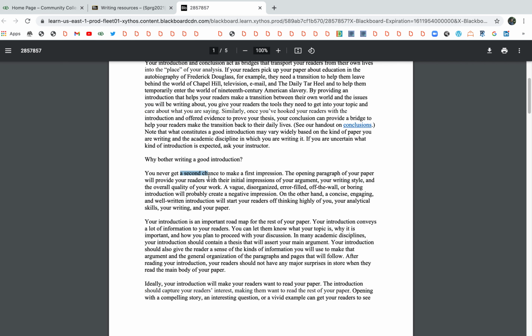You never get a second chance to make a first impression. The opening paragraph of your paper will provide your readers with their initial impressions of your argument, your writing style, and the overall quality of your work. A vague, disorganized, error-filled, off-the-wall, or boring introduction will probably create a negative impression. On the other hand, a concise, engaging, and well-written introduction will start your readers off thinking highly of you, your analytical skills, your writing, and your paper.